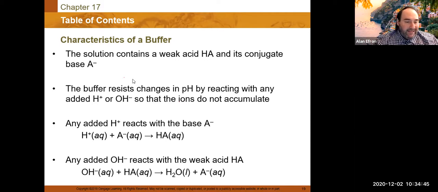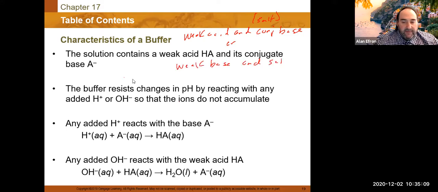And really, the reason it's able to do that, as we talked about last time, is it's made up of one of two combinations, either a weak acid and its conjugate base, sometimes referred to as the salt of its conjugate base, or a weak base and the salt of its conjugate acid. And what that means is, because these are weak acids and weak bases, they don't 100% break apart or dissociate in solution. They actually set up an equilibrium.